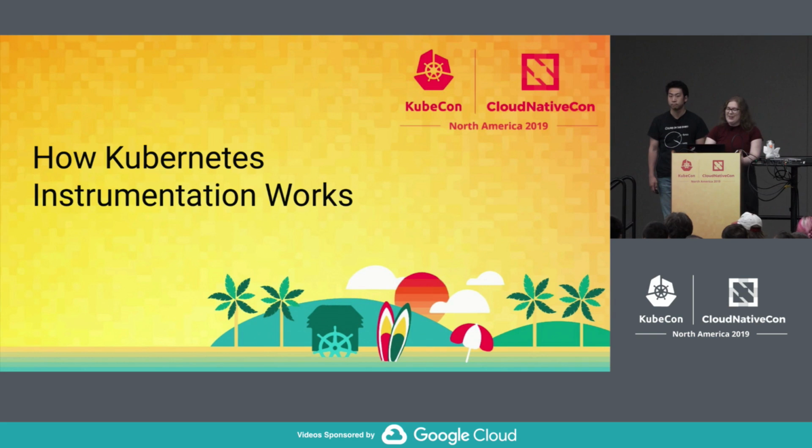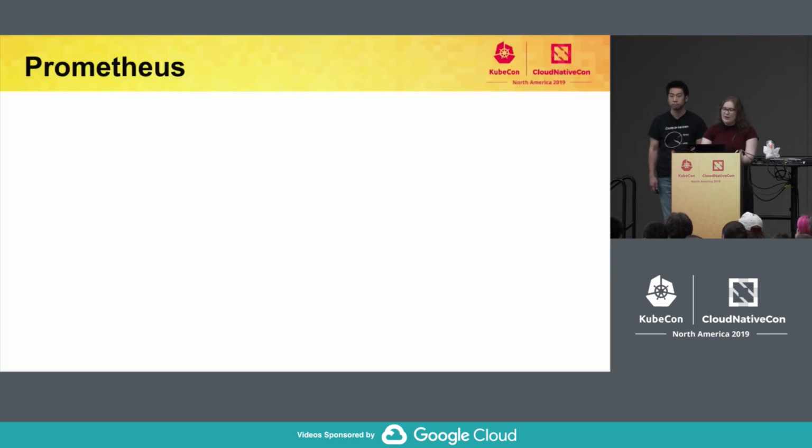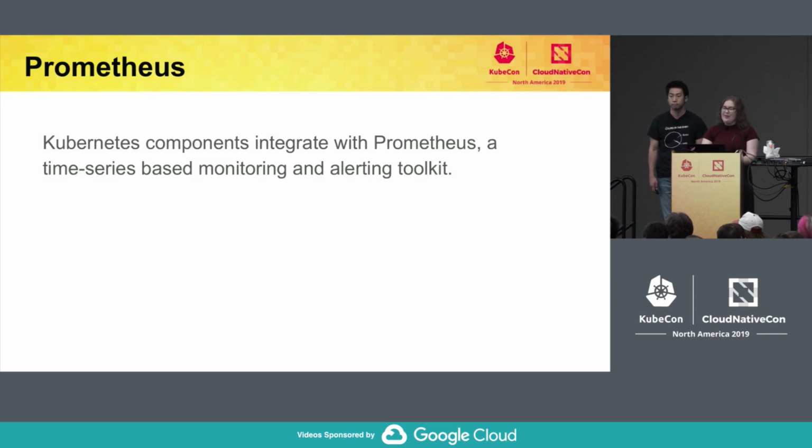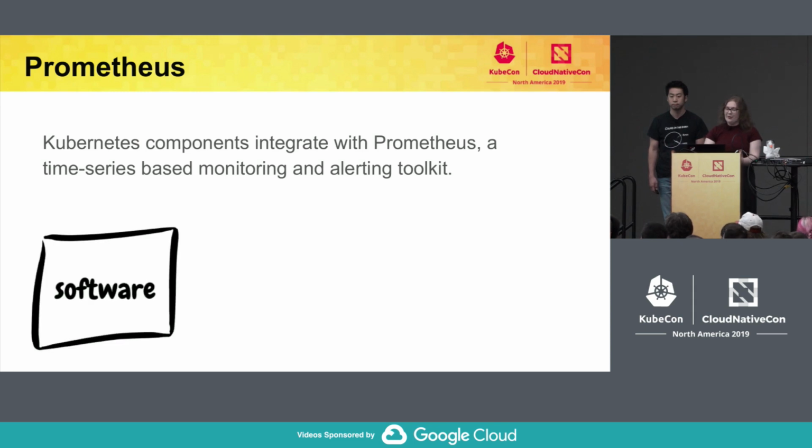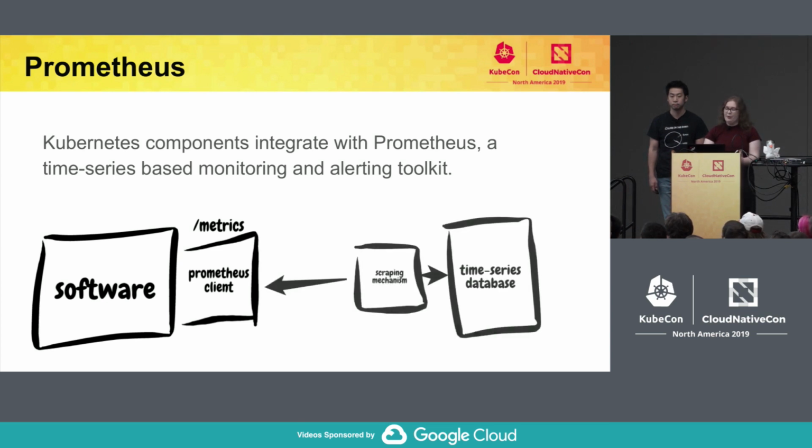So let's start from the beginning. How does Kubernetes instrumentation work? Kubernetes components integrate with Prometheus, a time series-based open source monitoring and alerting toolkit. Your instrumented software will use the Prometheus client to export metrics in Prometheus format on some endpoint, which then can be scraped and stored in a time series database. Typically, your scraping mechanism is the open source Prometheus server, but there are other cloud and vendor tools that can scrape Prometheus metrics, such as Stackdriver or Azure Monitor.